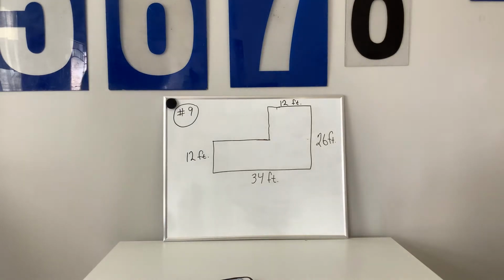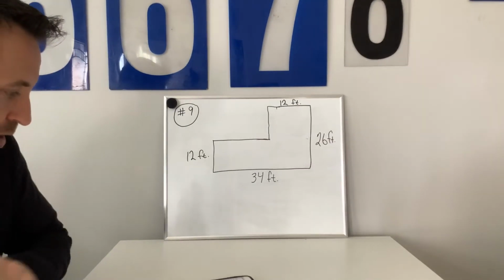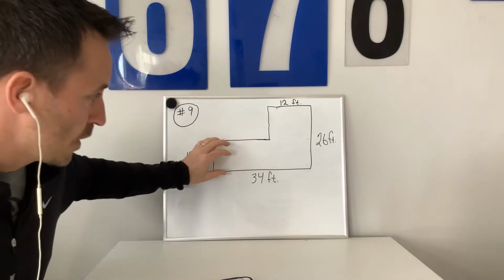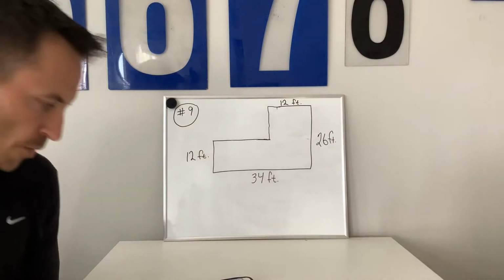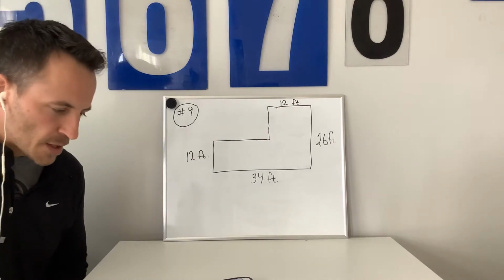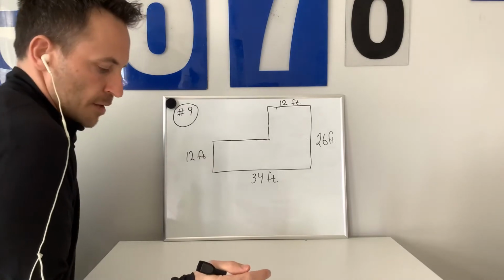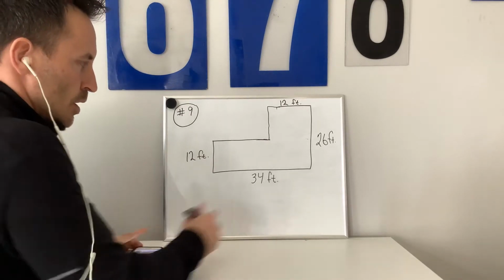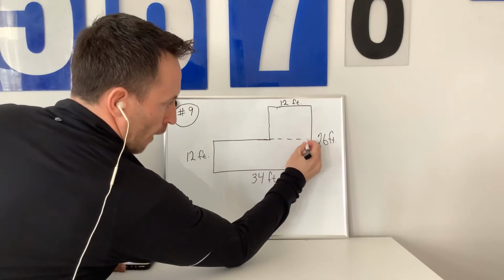Question number 9. Let's go ahead and get started, guys. So this is Jack's backyard, and he's going to look to purchase some sod to cover the entire surface area of his backyard. Right now, we have a shape that kind of looks familiar, but I think we can help ourselves out a little bit more by dividing it into two shapes that are even more familiar to us.